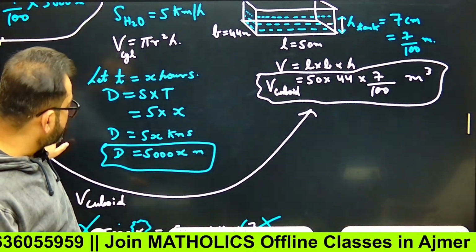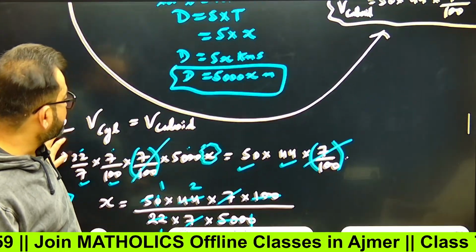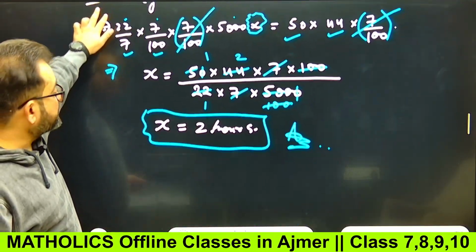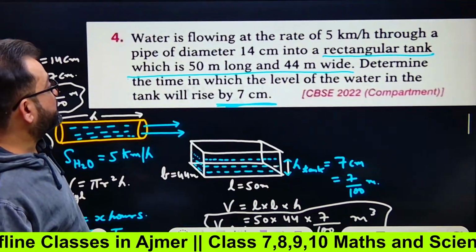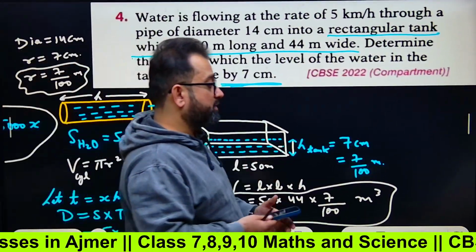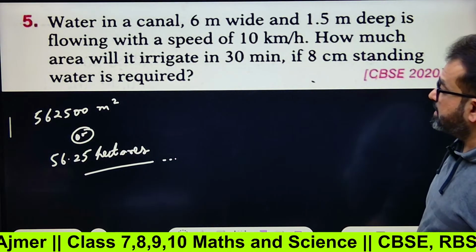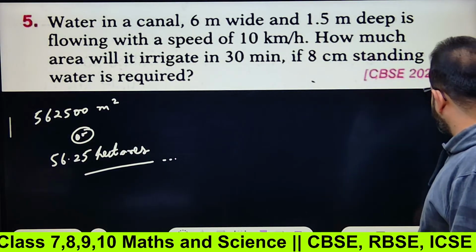For your practice, solution is given. Take the screenshot or take whatever you want. Volume of cylinder equals volume of cuboid, and this way you have to solve. I've shown, but you have to practice this question by yourself. Next question, same question it is, same water in a canal. We are not going to repeat.